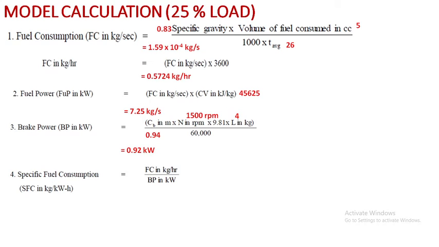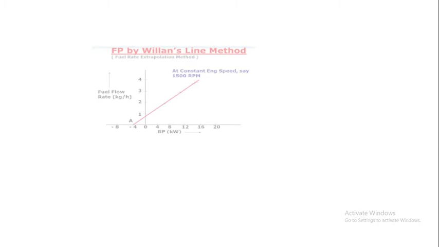Next parameter is specific fuel consumption per kilowatt hour. What is the fuel consumed in terms of kg? FC in kilogram per hour is calculated in step number 1, and the brake power is calculated in step number 3. Use these two values and find the specific fuel consumption in kilogram per kilowatt hour. So it is also easy. All the data are known, so we can easily calculate the specific fuel consumption in kilogram per kilowatt hour.